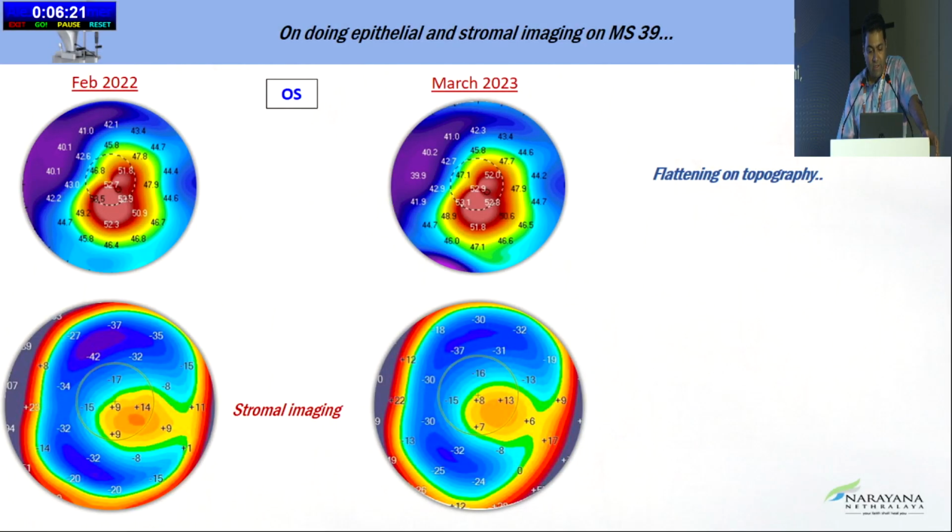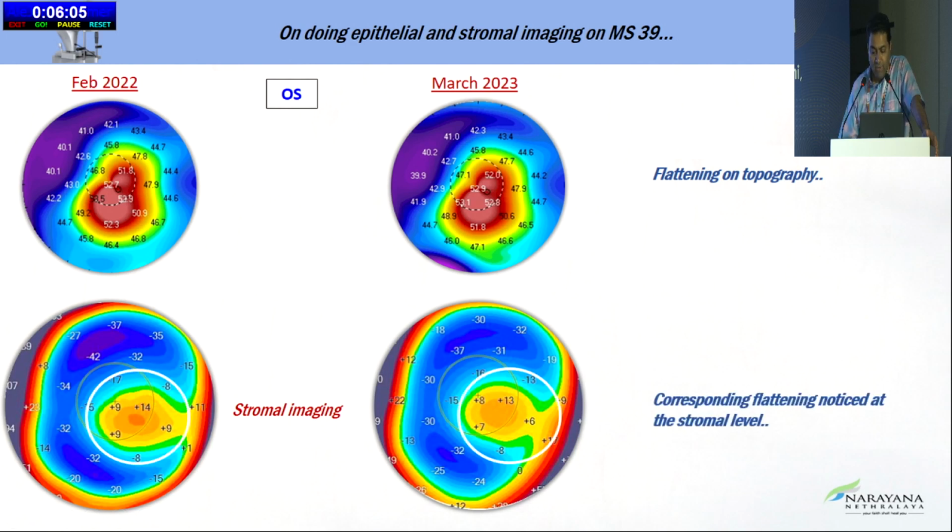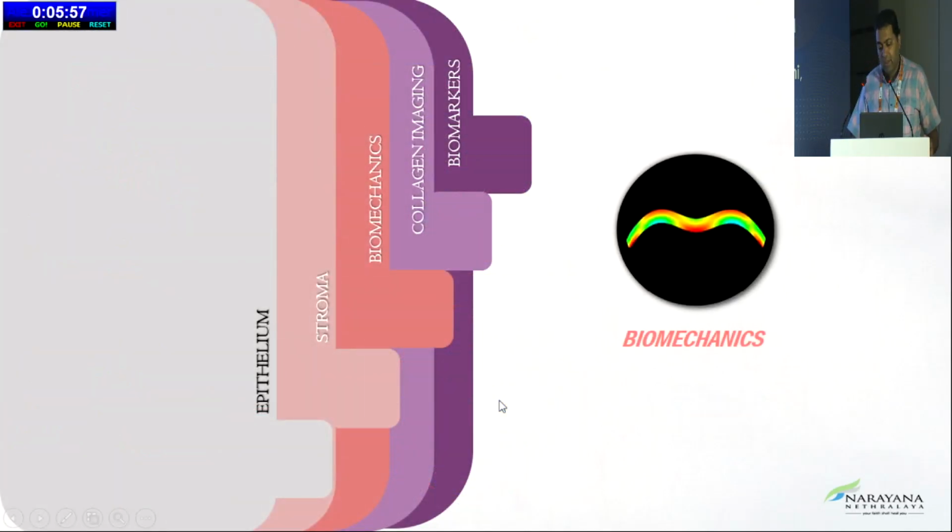For example, in this case, it's trying to flatten on the topographies, but you can see that the stroma seems to be perfectly the same. So flattening could be induced by an epithelial change itself, which your Pentacam will probably not pick up. And you can see the 14, 13, these are the values which you see exactly in that zone.